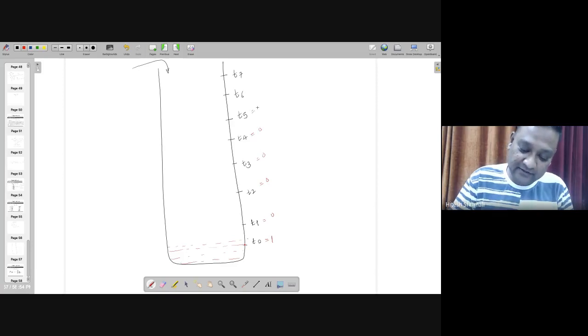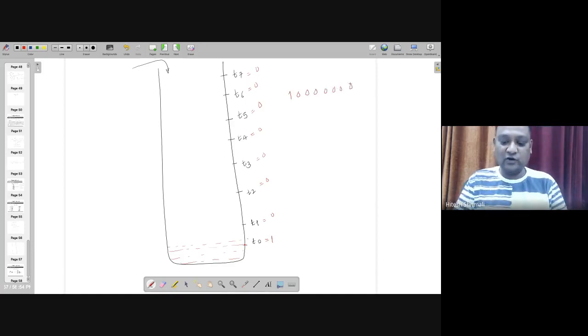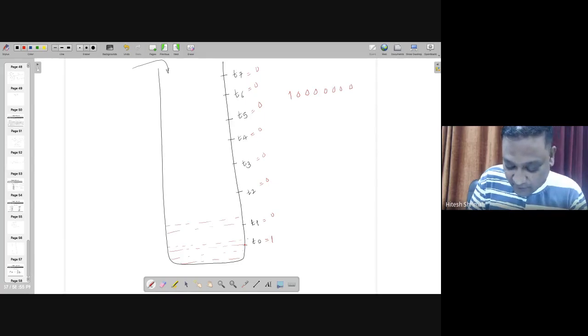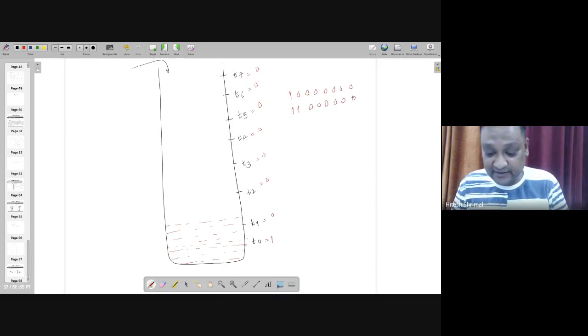So effectively, this code is 1 and all 0. You see? 1 and all 0. Now, if I'm going to increase further, maybe beyond T1, I can call this one 1, 1, all 0. Notably, this level which I am writing here, it's not binary. The logic is binary, means the output in terms of amplitude is binary, but in terms of time, it's not binary.